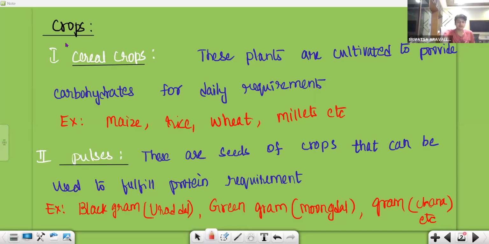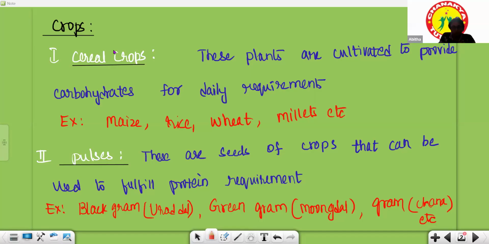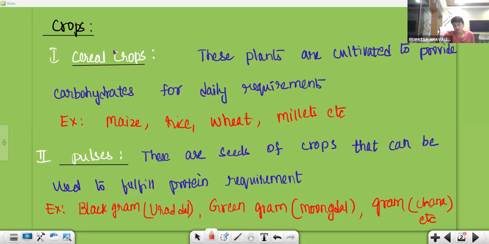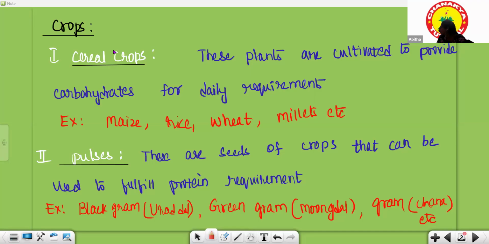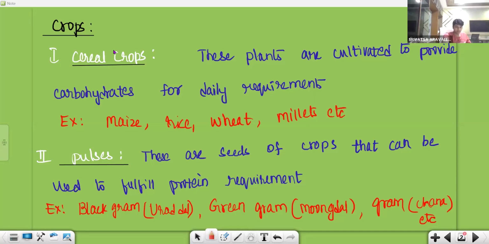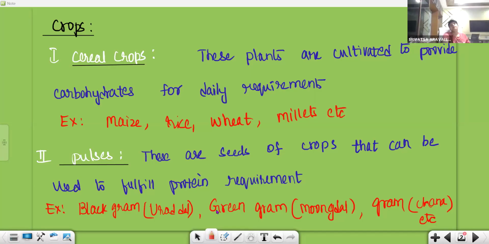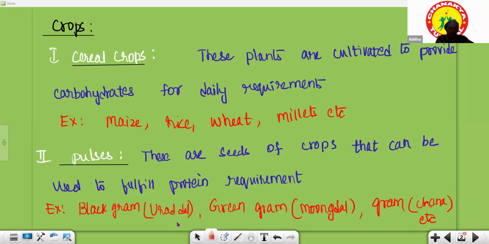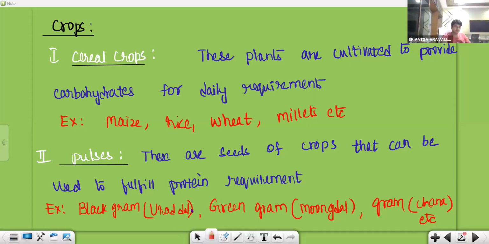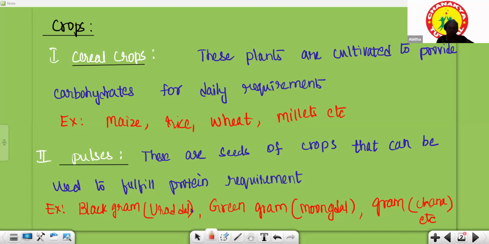Second, pulses. These are seeds of crops that can be used to fulfill the protein requirement. Examples? Black gram. What is mentioned in the bracket? Just a second, ma'am, I'm calculating.